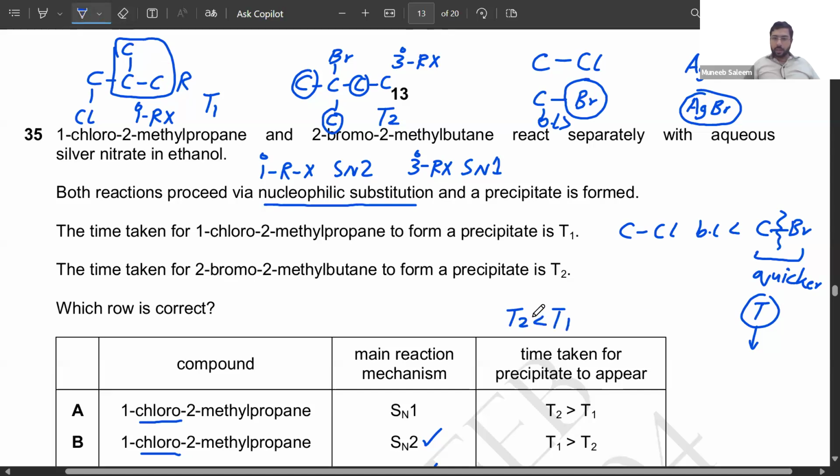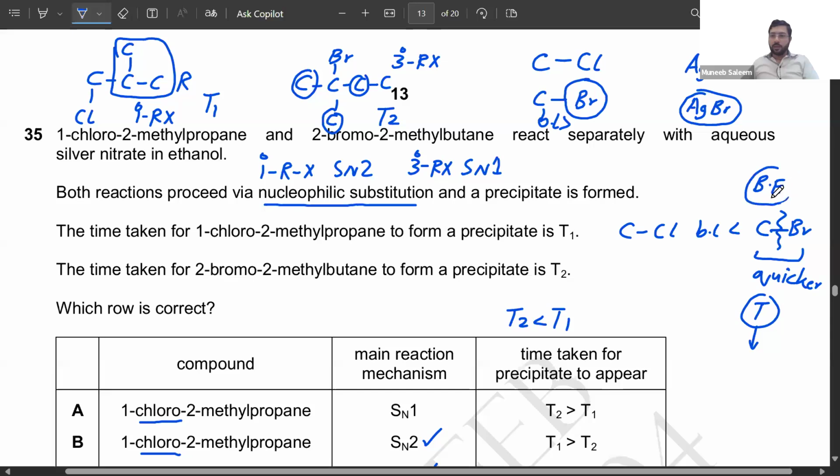Again, T2 is for bromine, and the bromine to carbon bond is broken easily since the bond length is greater and bond energy is smaller. Bond energy is smaller in case of the carbon to bromine bond. That's why. So bond energy is smaller and bond length is greater for the C-Br bond.